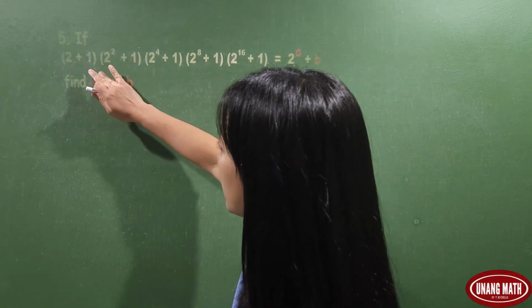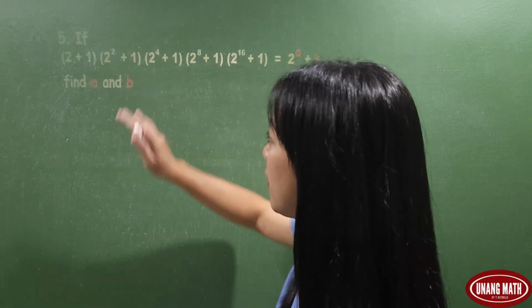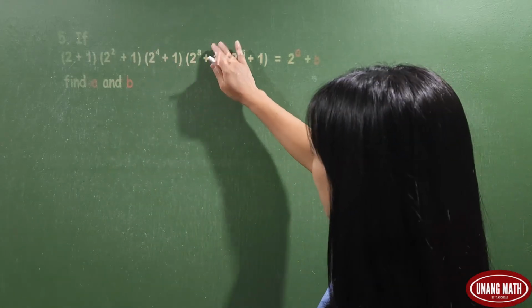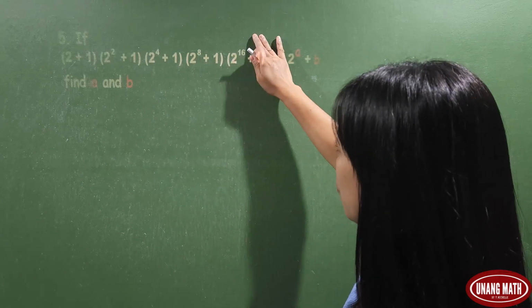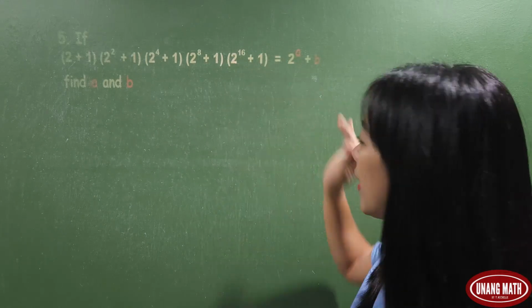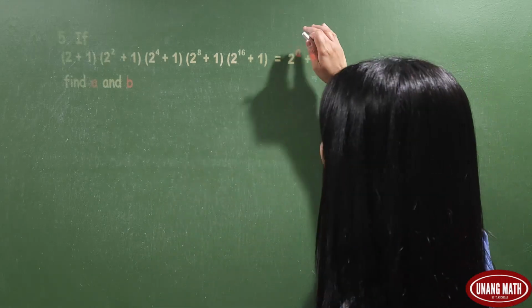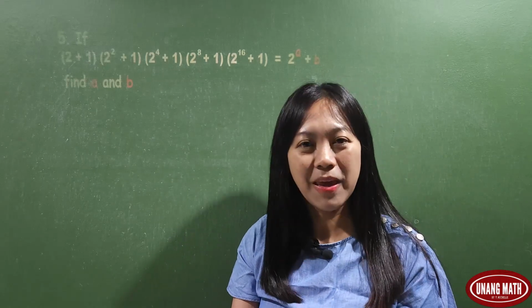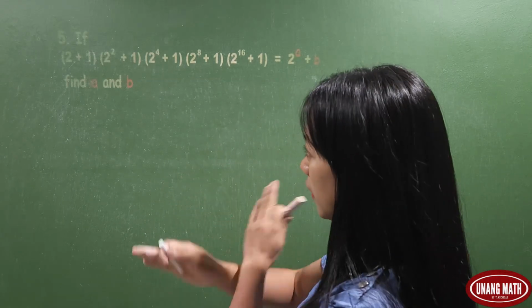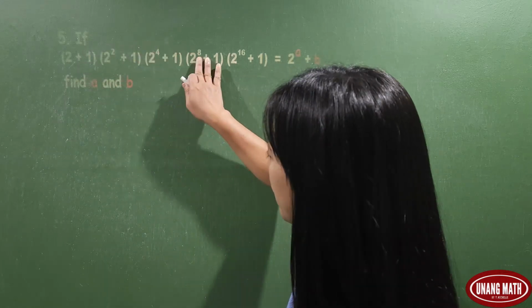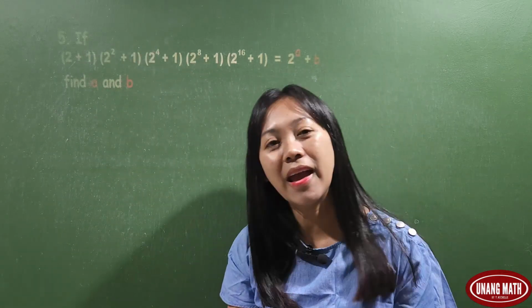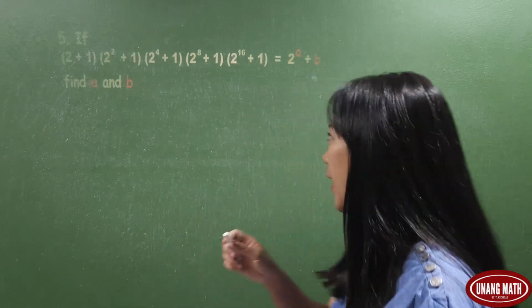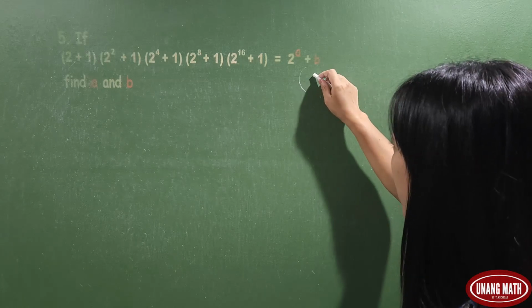If (2 plus 1) times (2 raised to the power of 2 plus 1) times (2 raised to the power of 4 plus 1) times (2 raised to the power of 8 plus 1) times (2 raised to the power of 16 plus 1) is equal to 2 raised to the power of a plus b, we will find the value of a and b. Okay, in here, we will not be using distributive property to find the value of a and b. Instead, we will be using special product identity, specifically difference of squares.